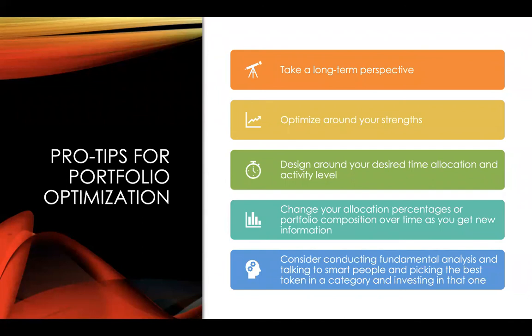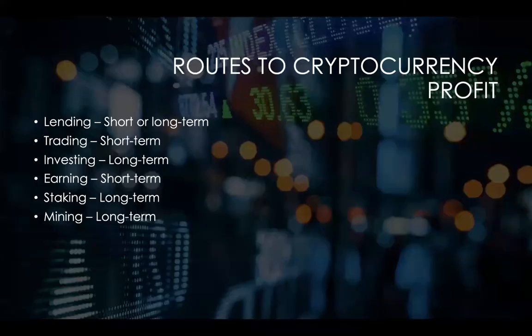And then the third pro tip here is design around your desired time allocation and activity level. This goes back to the same exact thing again. You need to think about how much time you're spending on these things, how much time you have available to spend on these things, and pick the options that are going to give you the best returns for your schedule. How much time do you have to allocate towards these things? And pick the option that's going to make you the most money, because that's what you're here to do.